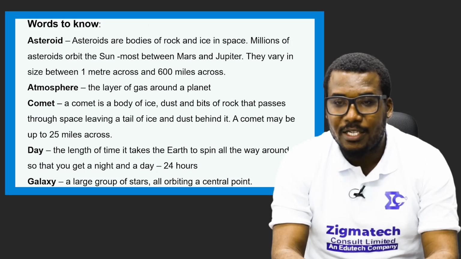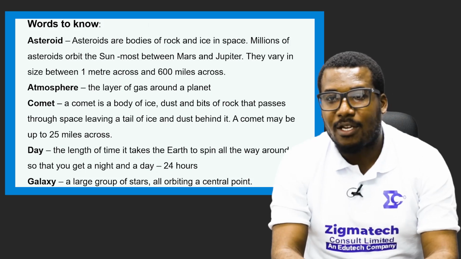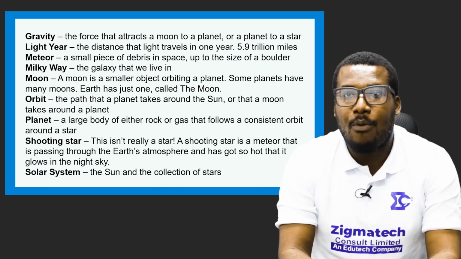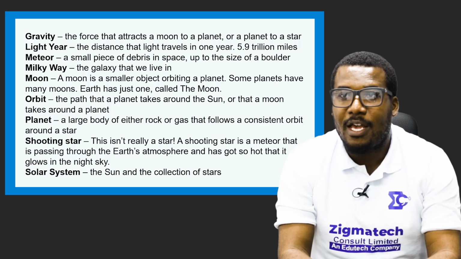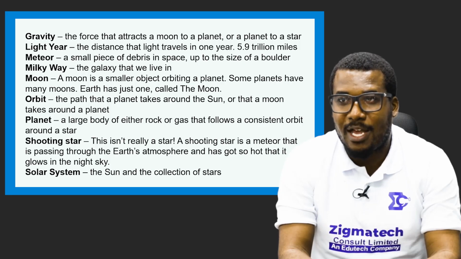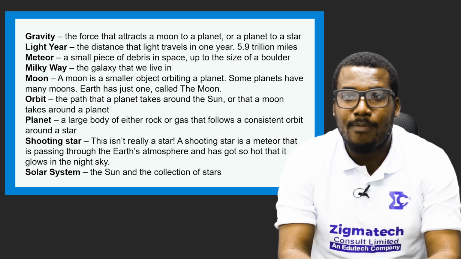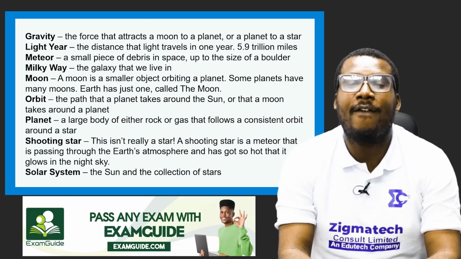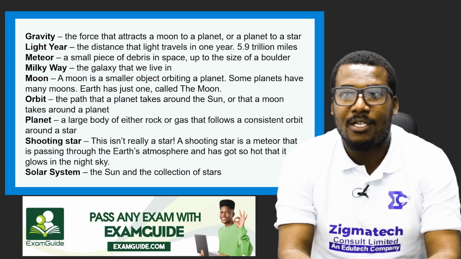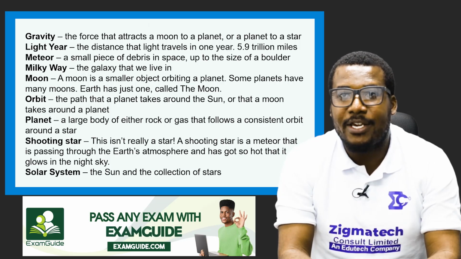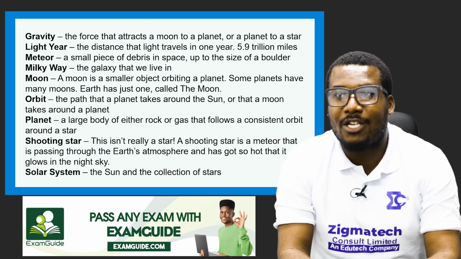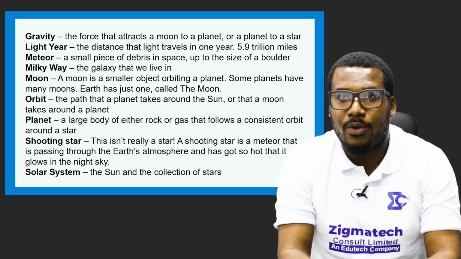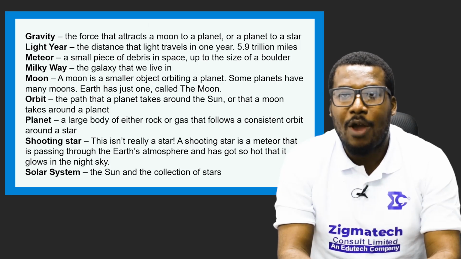We have the galaxy, a large group of stars, all orbiting central points. Now we also have gravity, the force that attracts a moon to a planet and a planet to a star, and humans to the Earth, or every matter to the Earth. Light year, the distance that light travels in 1 year, 5.9 trillion miles. We told you already.